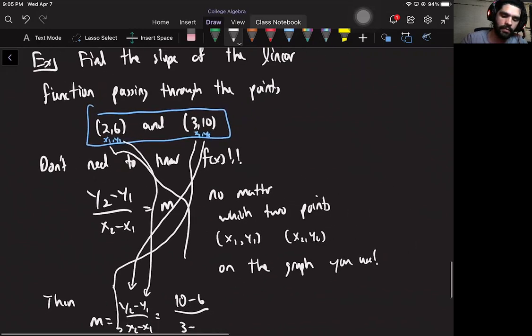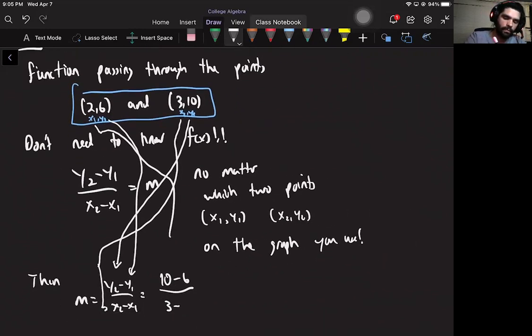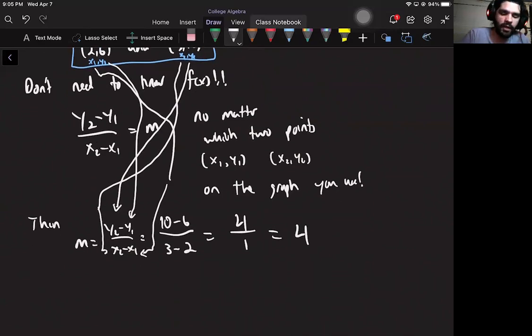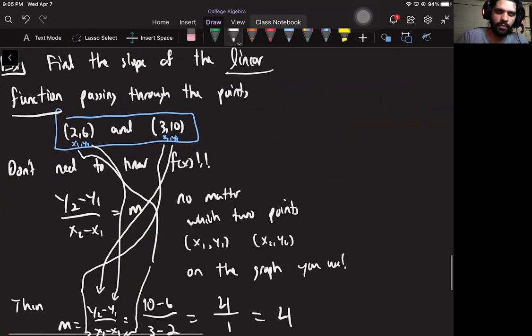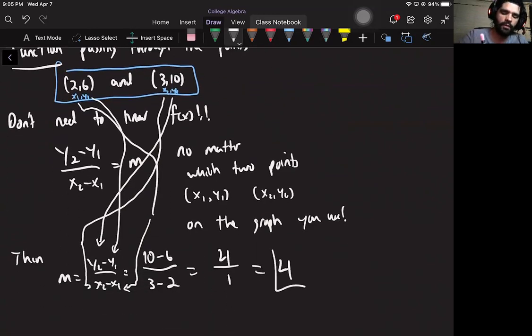And then I can just do it very quickly. 10 minus 6 is 4, 3 minus 2 is 1, 4 over 1 is 4. So that's the slope. And I don't have to check anything else because it's already told to me that it's a linear function. So all I ever need is for this to happen once, and it'll always be the same. So it'll always be 4 no matter which two points I use. Doesn't matter whether I use these ones or different ones.